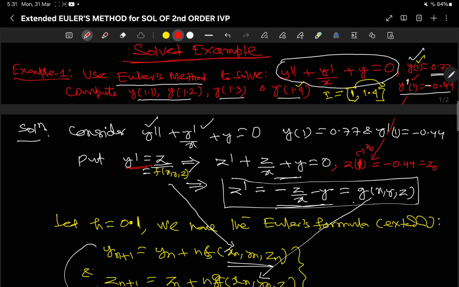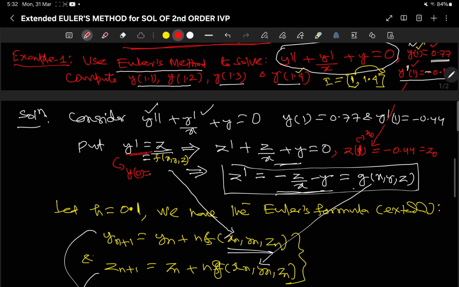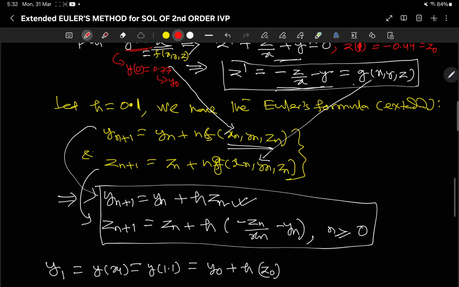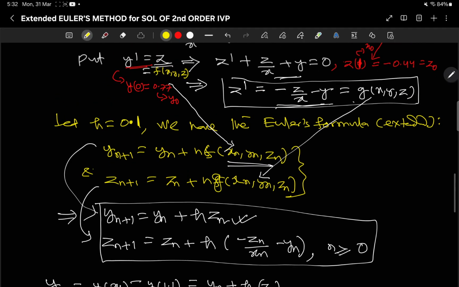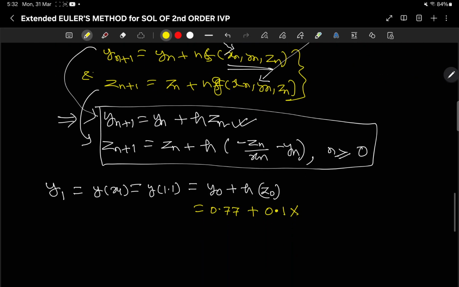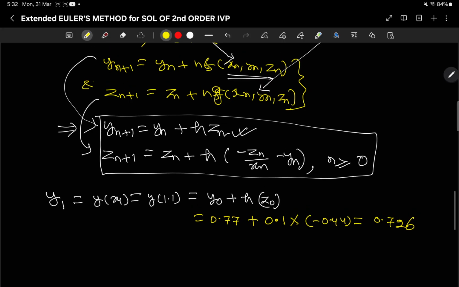And for this, what is the condition? This is the usual condition. Here y of 0 is equal to 0.77. So this is your y0 here, right? So now we use it. This will be y0, which is 0.77, plus h, which is 0.1, into z0, which is minus 0.44. If you simplify it, it will be 0.726. Okay.